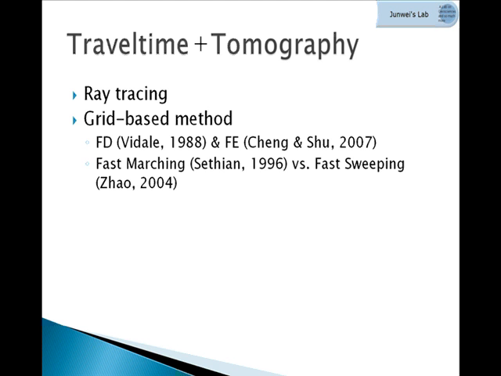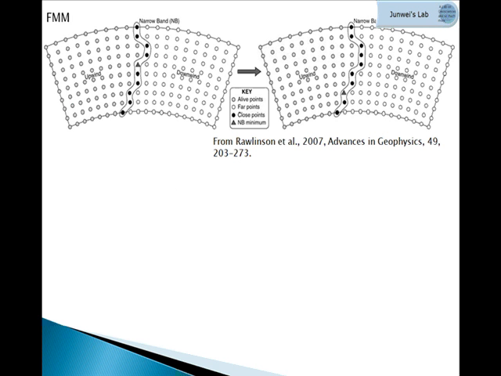Currently, there are two competing techniques, the fast marching and the fast sweeping method. The fast marching method goes like this. If this is the digitized velocity model, the fast marching method will first define the points that have the correct travel times as alive points, and the points that don't have the right travel times as the far points. The boundary between these two groups of points is called the narrow band.